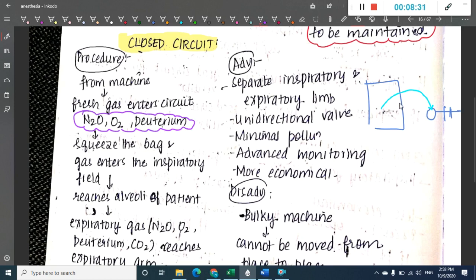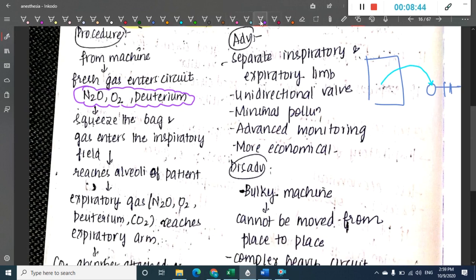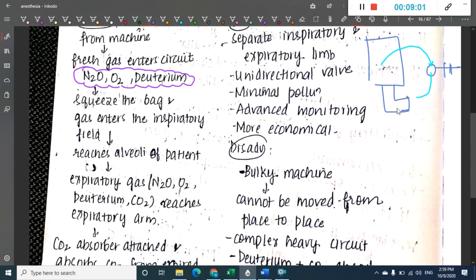Okay, now once you squeeze the bag which is attached, the fresh gas enters into the inspiratory limb, into the patient's alveoli. Then the metabolism of gas occurs in the alveoli, and then the expiratory gas is released, right? This expiratory gas will now reach an arm here. In the circuit there is an arm which is called the expiratory arm. Now this gas reaches this expiratory arm.